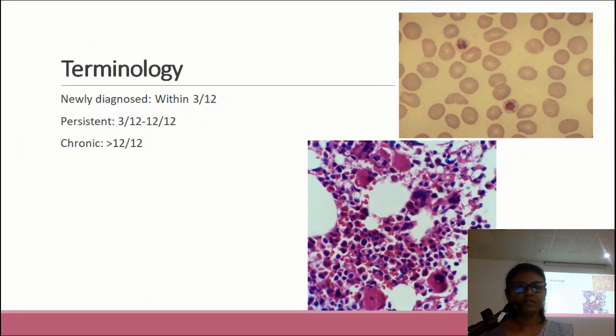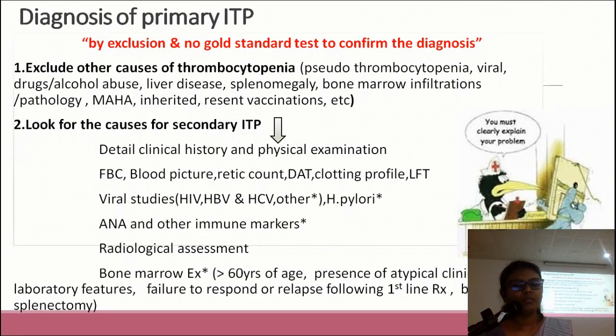In ITP, in the blood picture we normally see large platelets, but it's not pathognomonic. We can see large platelets in some other thrombocytopenic conditions as well. Direct Coombs test, clotting profile, reticulocyte count, again according to the differential diagnosis, liver functions, viral studies. We routinely do HIV, hepatitis B and C for all suspected ITP patients, and other viral studies like EBV, CMV are optional. So I put stars for the optional investigations. It all depends on the clinical condition of the patient.